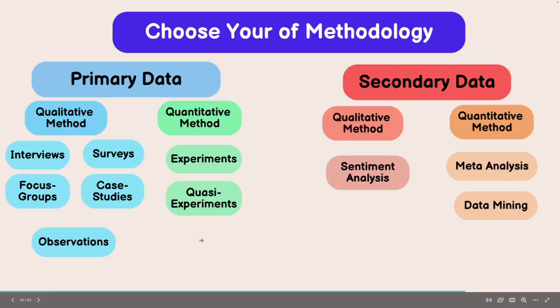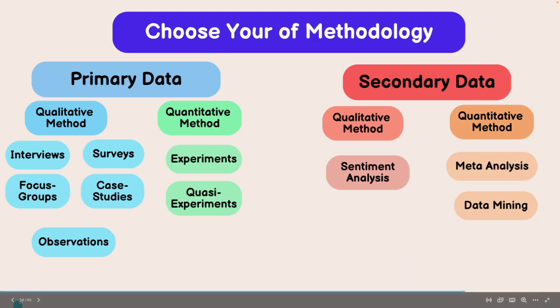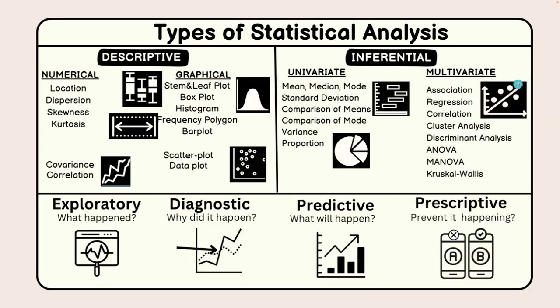So you can determine what is the methodology and how you're going to collect the data. And then you can decide, is it going to be qualitative or quantitative in the primary data? Or are you going to use secondary data? And again, even among the secondary data, there is qualitative with respect to sentiment analysis. And then there's quantitative. You can do a meta analysis or a data mining type of analysis. And that's going to then determine what type of test you're going to do here.